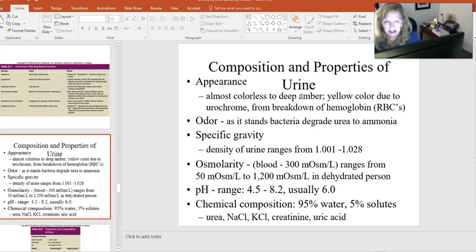UTIs are fairly common, especially in women. Women's urethras are much shorter than men's. Men's are much longer. The urethra being so small in a female, and because of where the opening of the urethra is in a female, so close to the vaginal opening, they're just more at risk of having infections.